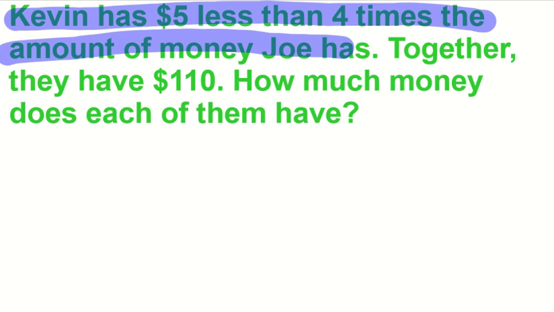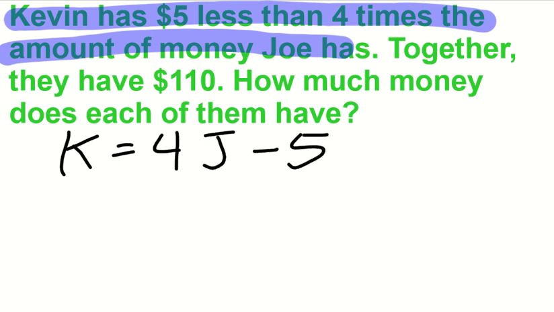Kevin has is basically saying Kevin equals 5 less than 4 times the amount Joe has. So Joe's is getting multiplied by what number? 4. It says 4 times, right? So 4 times Joe, and it's 5 less, so we're taking away 5. So I got 4 Joe minus 5.